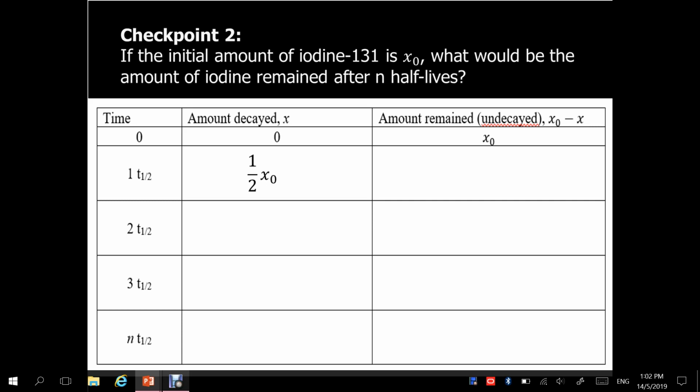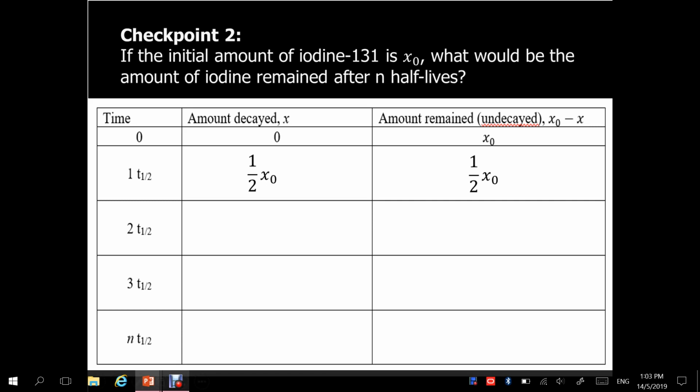In checkpoint 2, on page 8, you're given a table. What you need to fill in is that you're given the initial amount of iodine is x naught. So there are x naught number of iodine. What would be the amount of iodine remaining after n half-lives? So initially, at time 0, the number that decayed will be 0. The amount left will be the total amount, which is x naught. After one half-life, half of x naught will have decayed. The amount left will be 1 minus half of x naught, so it's half x naught.